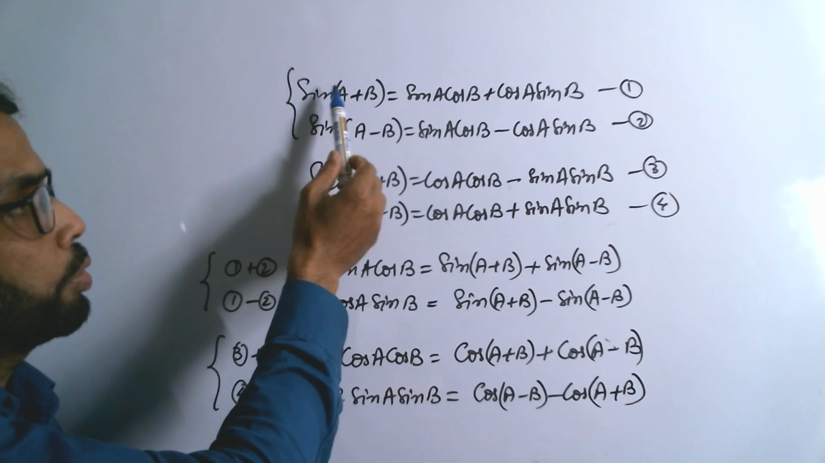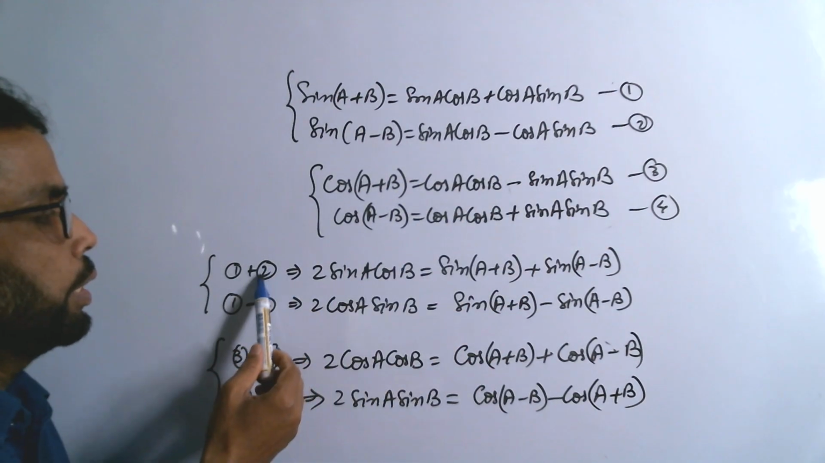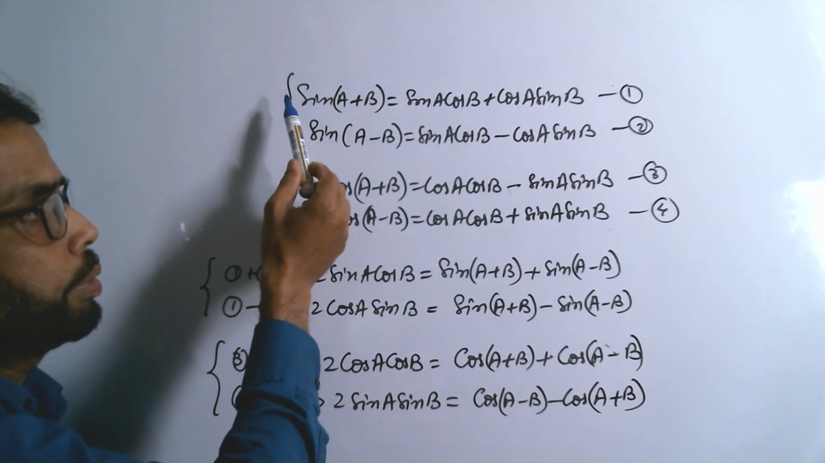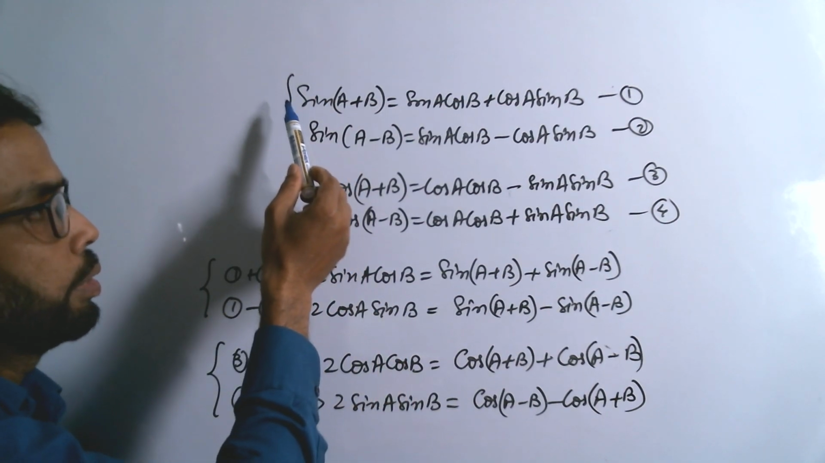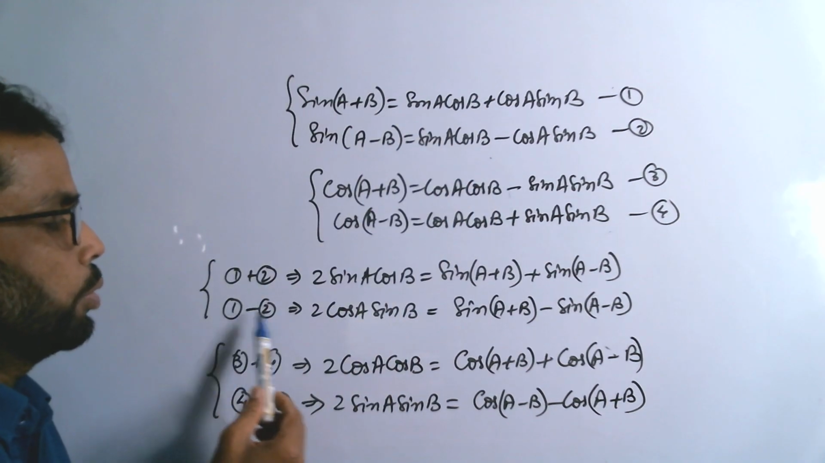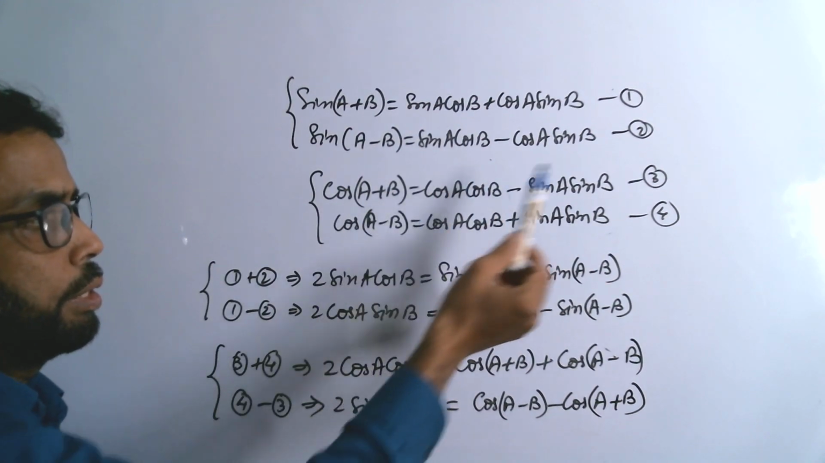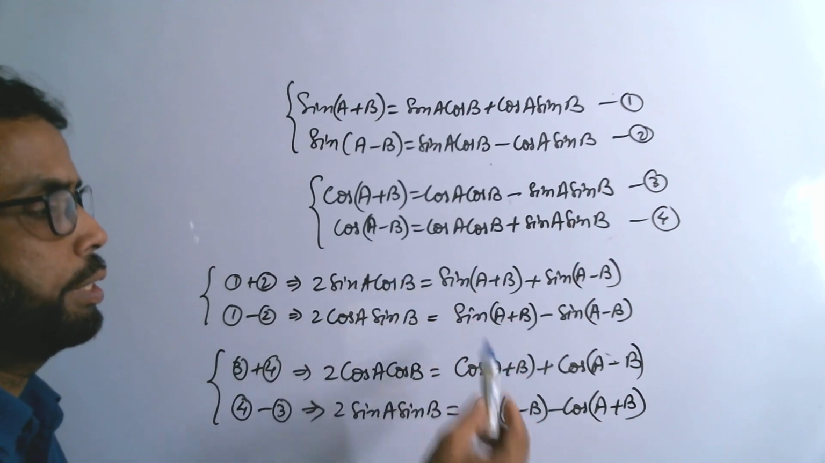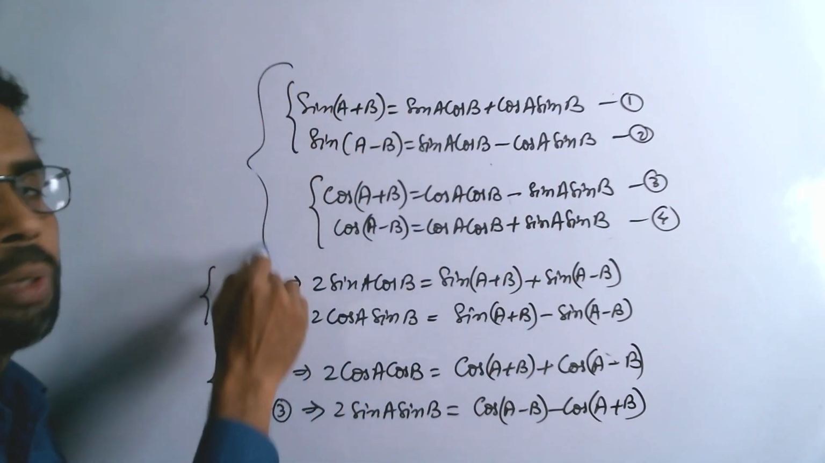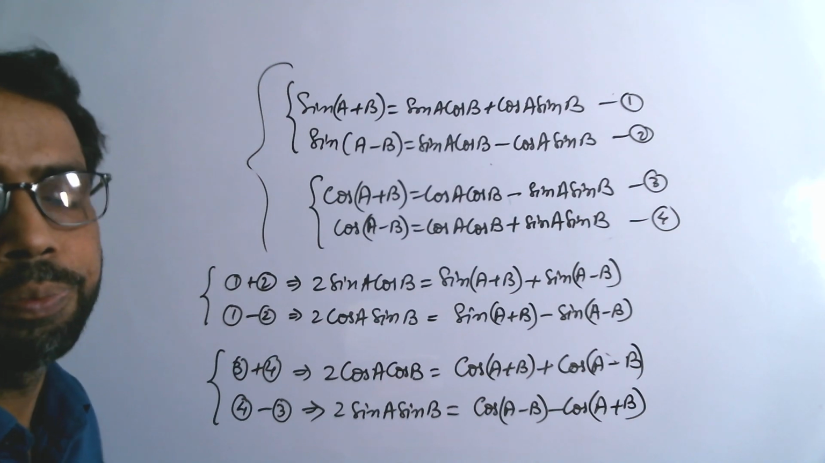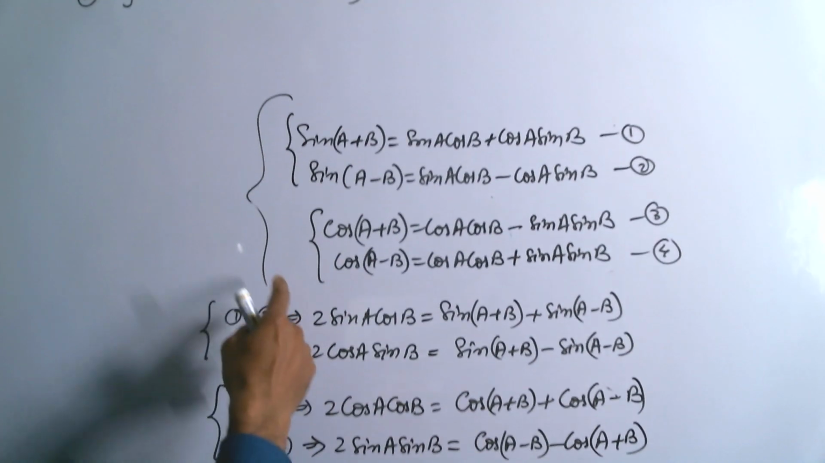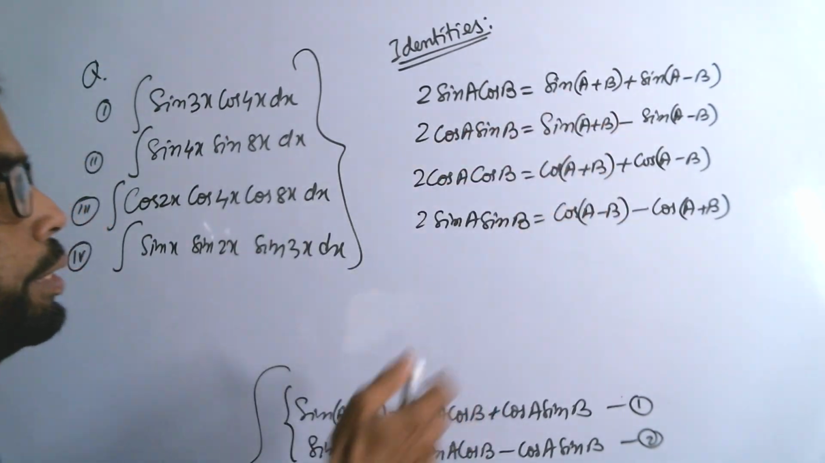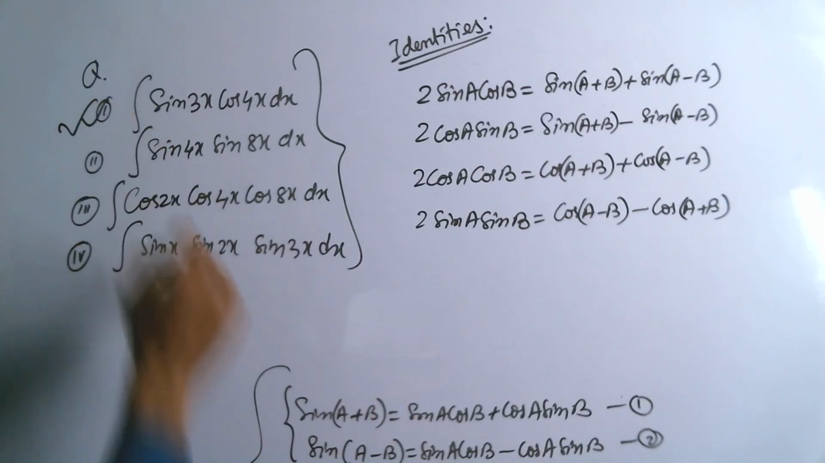Now if we add equations 1 and 2, we get the first identity, 2 sine a cos b. If we subtract 2 from 1, doing 1 minus 2, we get the second identity. Similarly 3 plus 4 gives another identity, and 4 minus 3 another identity. These are the identities we obtain from the compound angle formula. For any integral with a product of sine and cos, we must use these identities. Now let us do the first question.